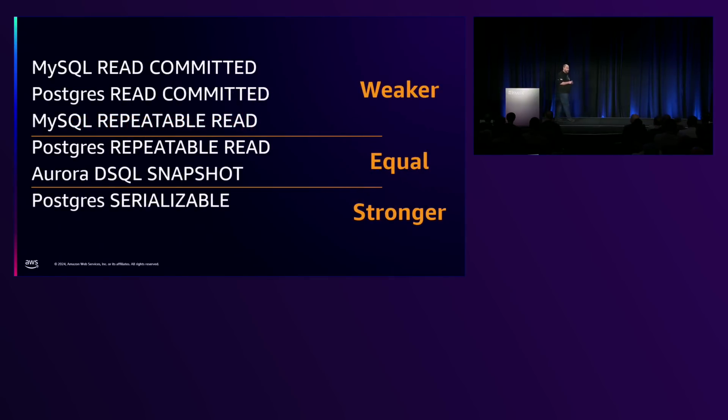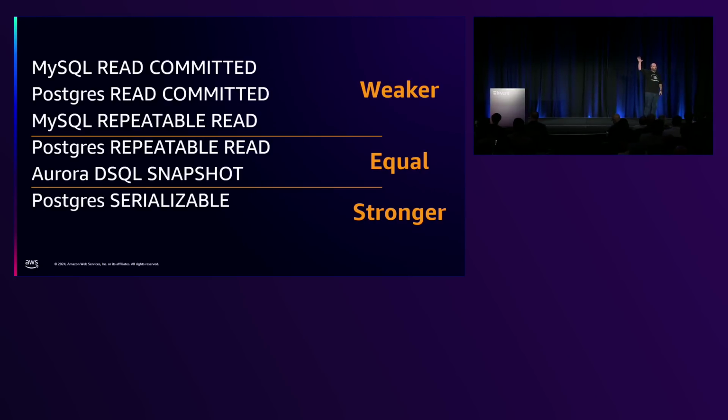So if you're familiar with other databases, you might be wondering where our isolation level, this one we're calling strong snapshot isolation, fits in the whole spectrum of isolation levels offered by different databases. MySQL read committed, Postgres read committed, and MySQL repeatable read are all strictly weaker isolation levels than the isolation level that we offer in DSQL. Postgres' serializable mode, which is truly serializable, is a stronger isolation level than the level that we offer in DSQL. And our isolation level is equivalent to Postgres' repeatable read mode.